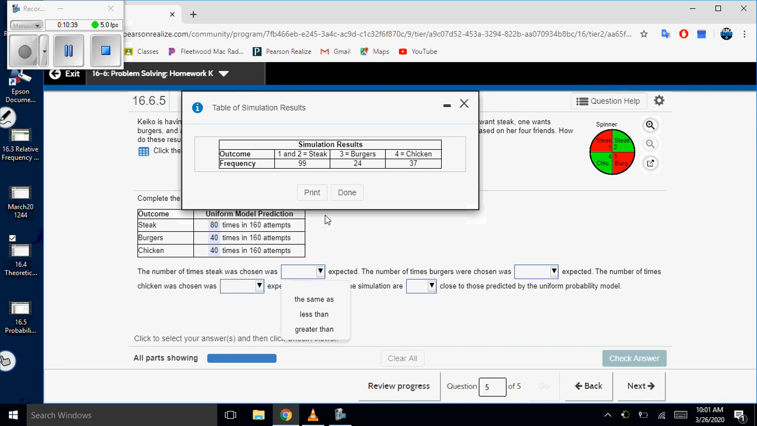So steak, 99. How does that compare? It is greater than. Remember, this chart represents, your simulation is representing experimental probability. Number of burgers, they said were 24, which is much less than. Chicken was, what, 37? It is also less than. And I think because there's such a drastic difference between 99 and 80 and 24 and 40, I think, to me, I'd say it's not very close.